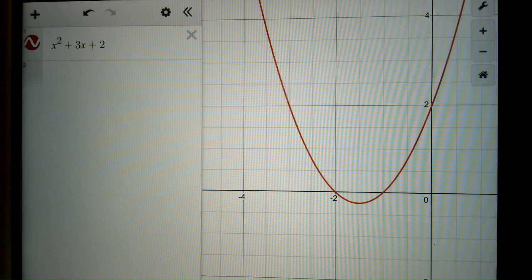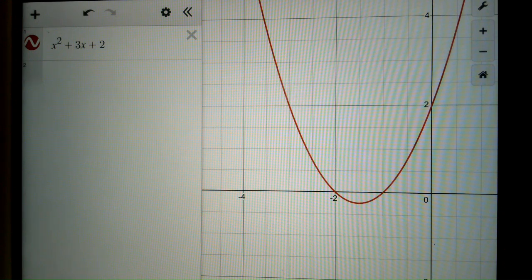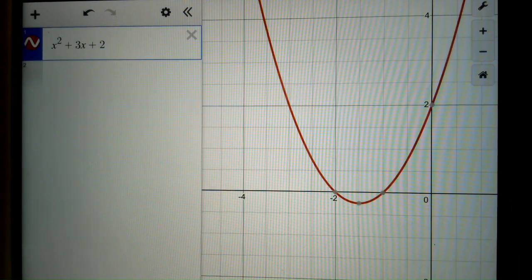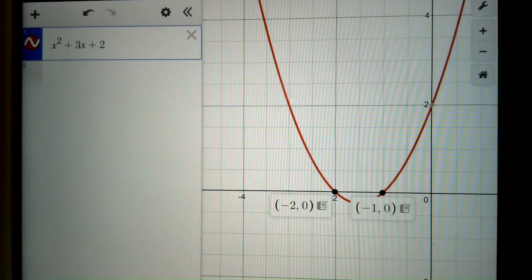One other way that can help you is if you graph it on Desmos. If it crosses at simple numbers, it's going to factor, and those numbers will play a role in our factoring. So we can actually see that that is at -1, and that is at -2. Okay, so it crossed the x-axis at -1 and -2.